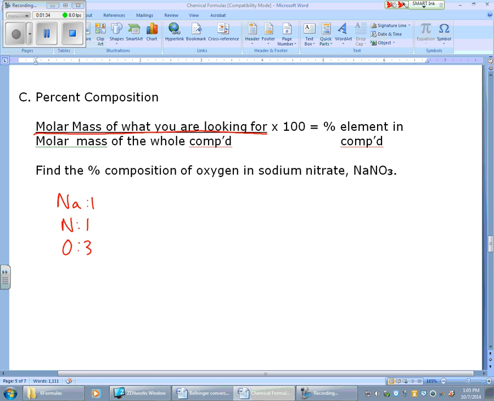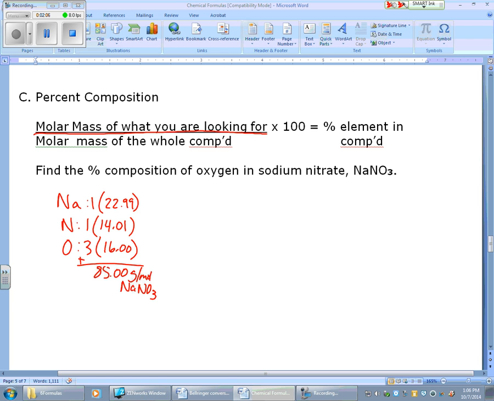Now, the molar mass comes from the periodic table, so sodium is 22.99 grams per mole. Nitrogen's 14.01 grams per mole, and each oxygen is 16 grams per mole. Again, that's 2 decimal places from the periodic table. That's where I got those numbers. Now, I'll make this adjustment here because I did have 3 oxygens, and I add that all together, and I get 85 grams per mole. That is the molar mass of sodium nitrate.